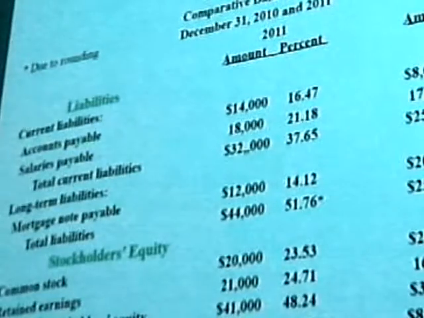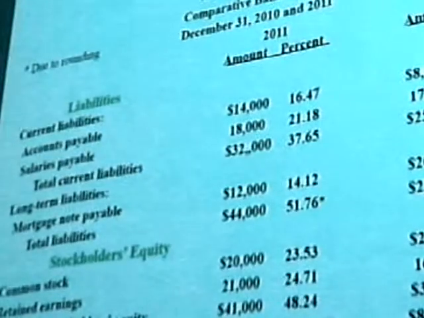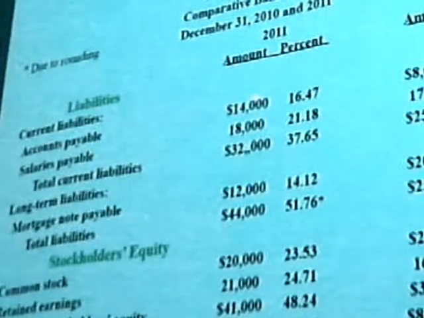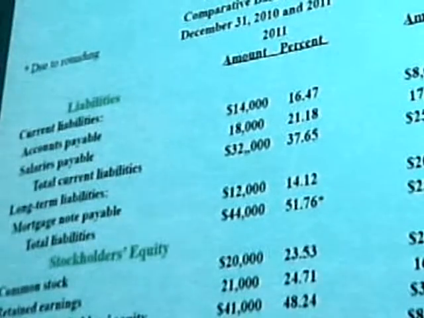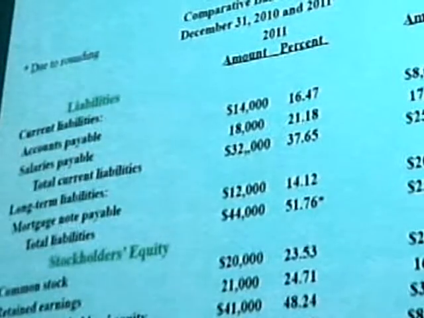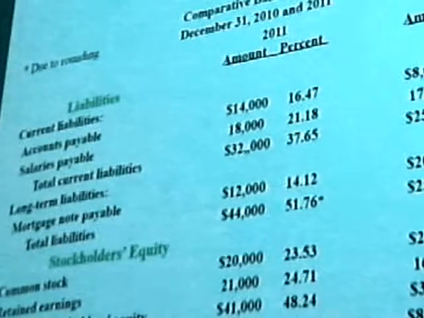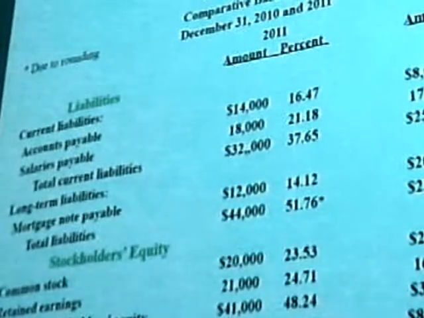It's kind of tricky, but it does kind of make sense. You're dividing each account by the total liabilities and owner's equity, not just total liabilities. So it's a little bit tricky. By total liabilities and owner's equity added together.